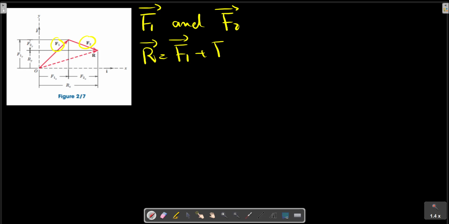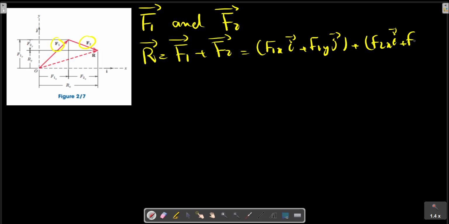equals F1 plus F2. In unit vector form, F1x i plus F1y j plus F2x i plus F2y j.